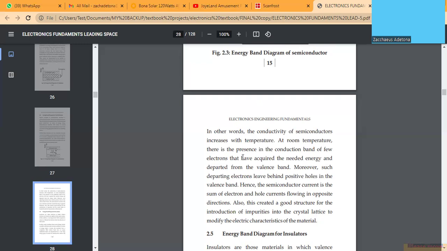So this material can be easily doped by introducing either a trivalent impurity or a pentavalent impurity into the crystal lattice to make the material conduct better because of the introduction of either electrons or holes into the system in a process called doping. And so that is why these materials are called semiconductors. They can easily become conductors by external application of energy or by doping.